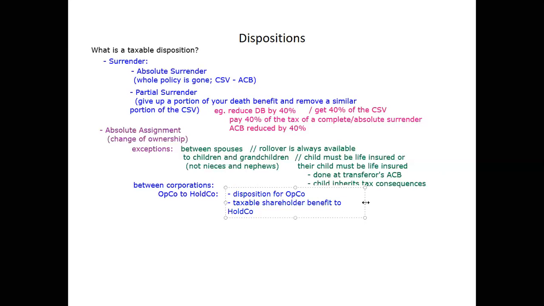And then I don't know why you would ever do this, but if you wanted to go from HoldCo to OpCo, that would be a disposition for HoldCo. And the problem here is that your set of intercorporate dividend rules are very specific to the type of property that are impacted, and it doesn't include life insurance. So life insurance is not under the normal set of rules here for these intercorporate transfers.